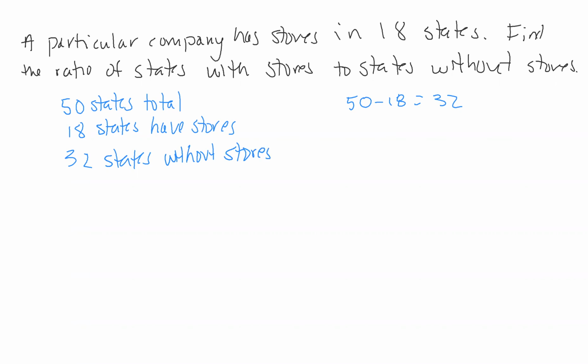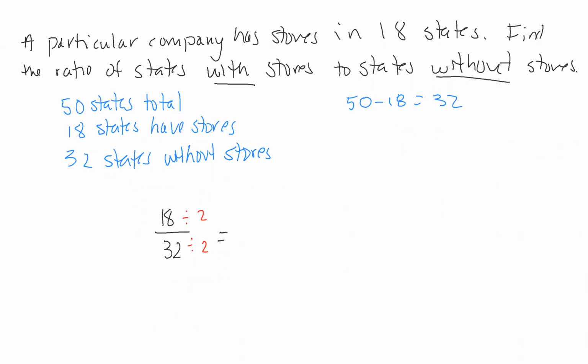All right, so we're going to answer the question. We want the ratio of states with stores to states without stores. So there are 18 states with stores, 32 states without stores. We would want to simplify. These are both even, so you can see that they're at least divisible by 2, so we can start there.